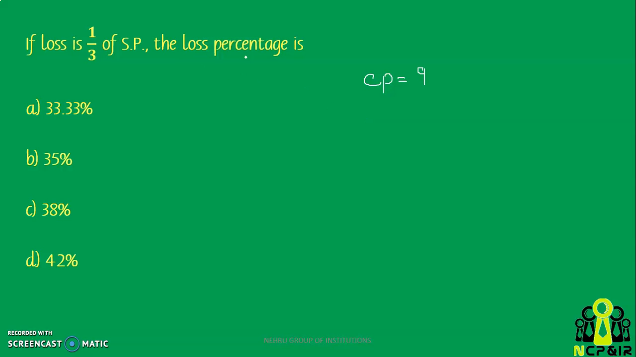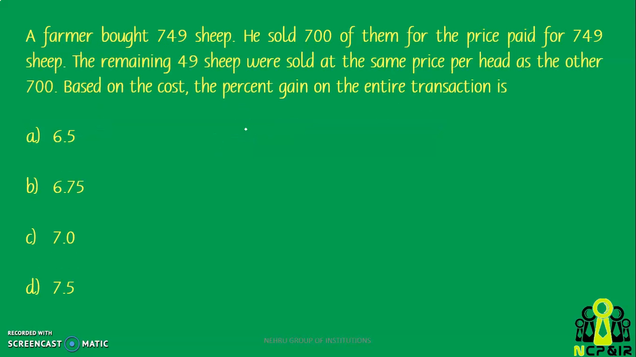So loss is 1 by 3 of selling price. So what is 1 by 3 of 9? 1 by 3 of 9 will be 3. Loss is 1 by 3 of 9, that will be 3 rupees. So very simple. For 9 rupees of my cost price, 3 rupees is the loss. So what is my loss for 100 rupees? So again it is 1 by 3 into 100, which will be 33.33%. Okay, this is 1 by 3, which will give you 33.33%.